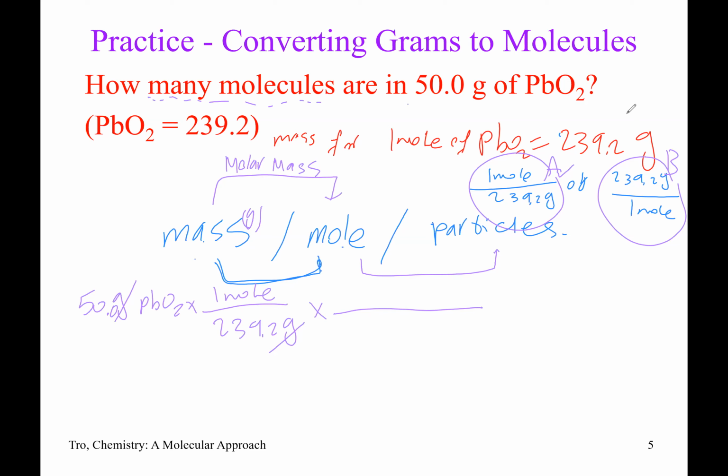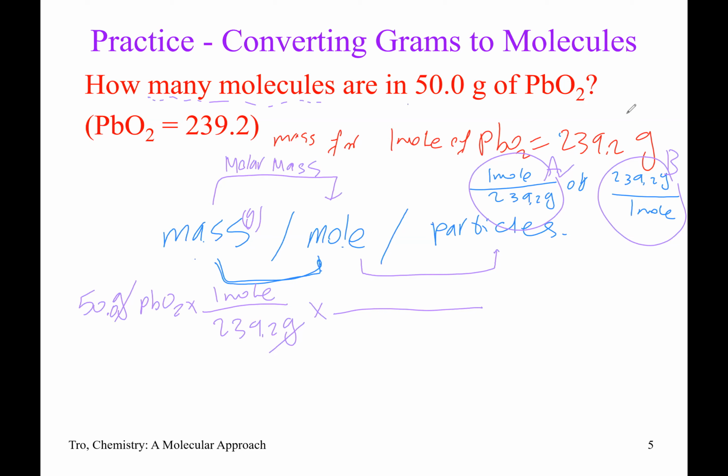Molecule and formula unit are used interchangeably, but if you want the exact term, if it's an ionic compound, the correct term is formula unit. But when you say formula unit, students think of a new definition. It's basically the same thing as the number of molecules.